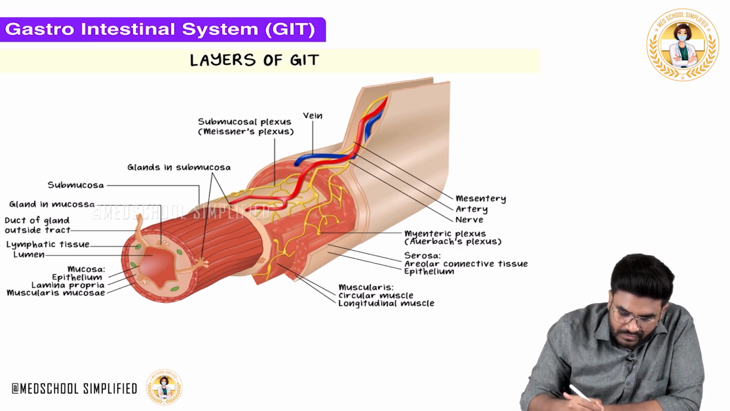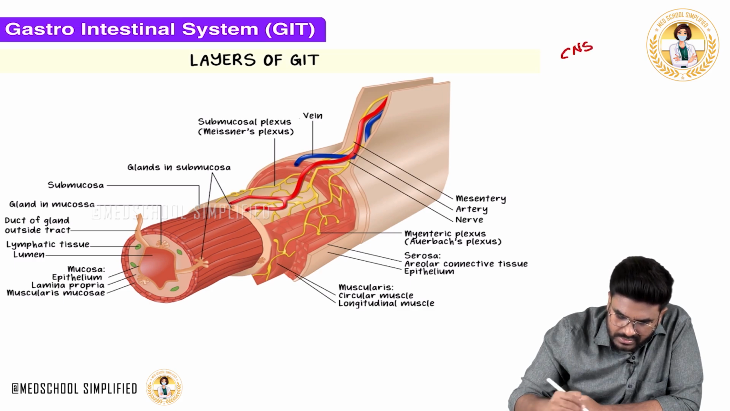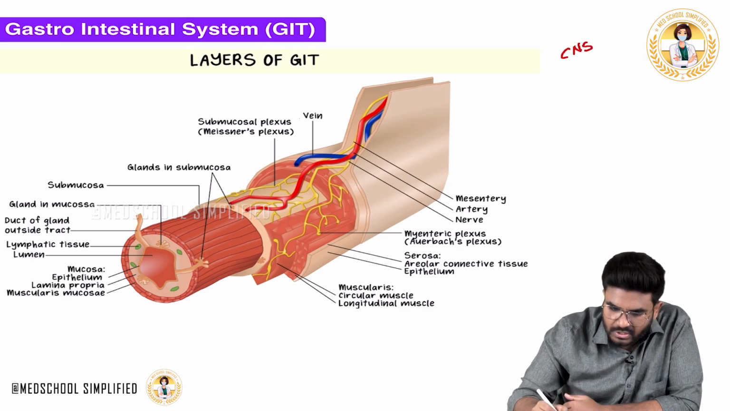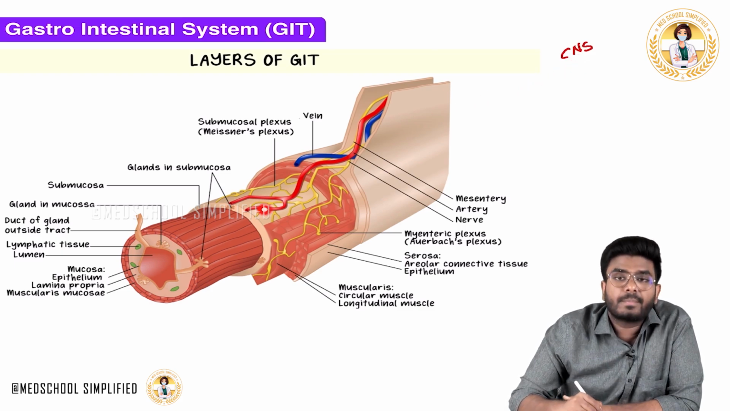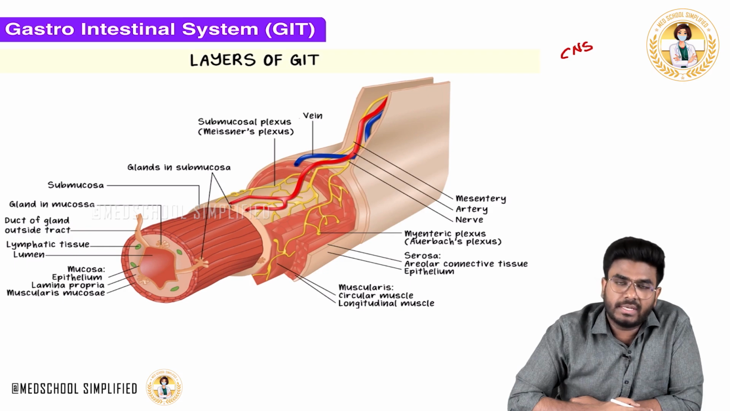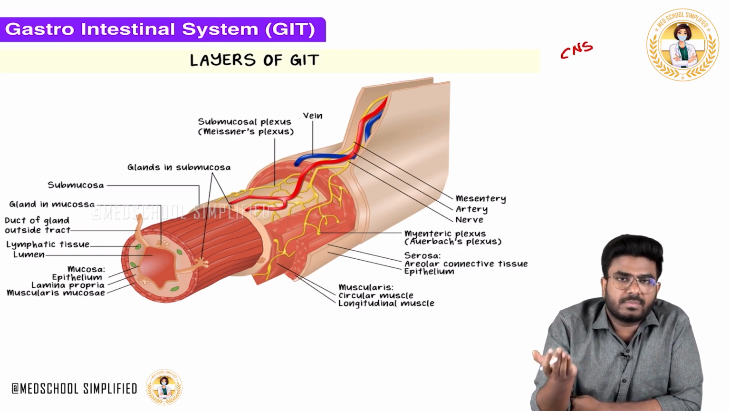Imagine here is the central nervous system. Some cells from the central nervous system are called the neural crest cells. Now these neural crest cells will migrate during embryogenesis to the GIT. Now they will settle over there and form the myenteric plexus and submucosal plexus.